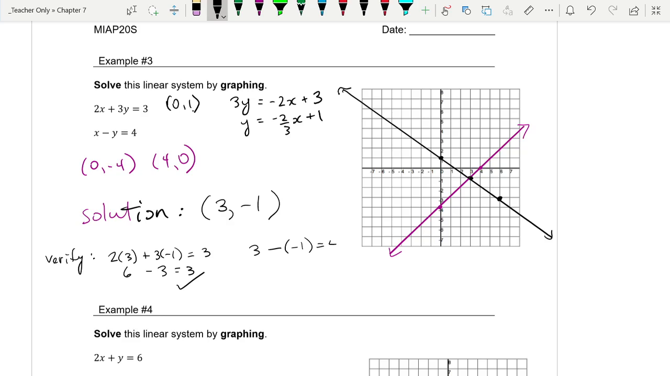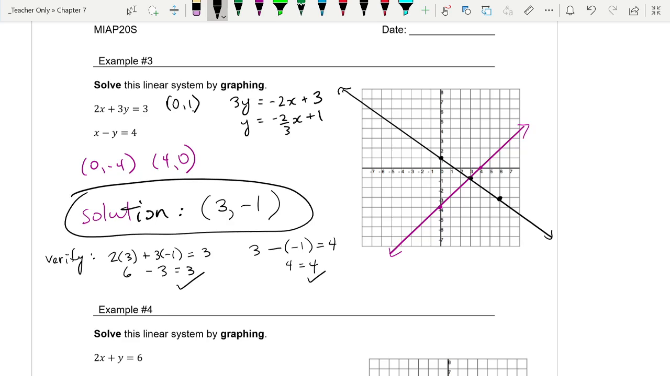I think we had this conversation the other day, didn't we? Be careful with minusing negatives. And yes, 4 does equal 4, it works. I stand by my solution. Even though it was a little inaccurate in the way I drew it, we have the right point.